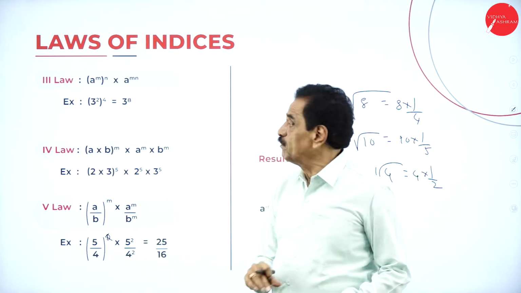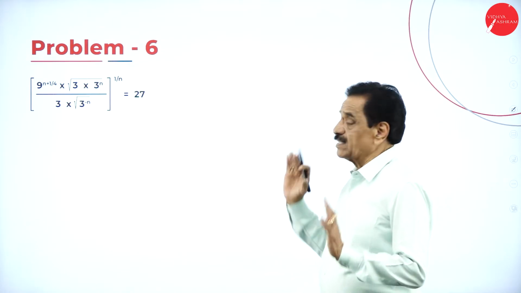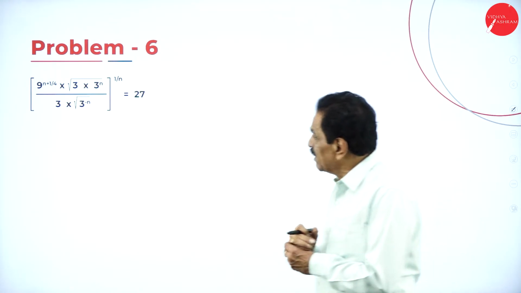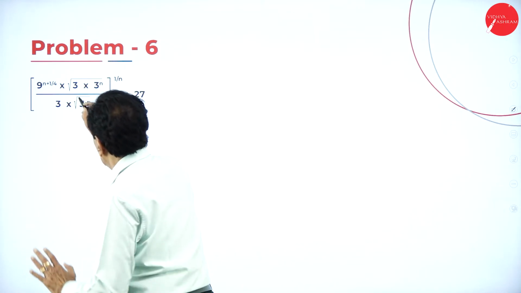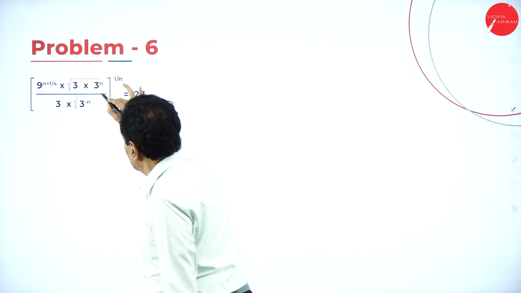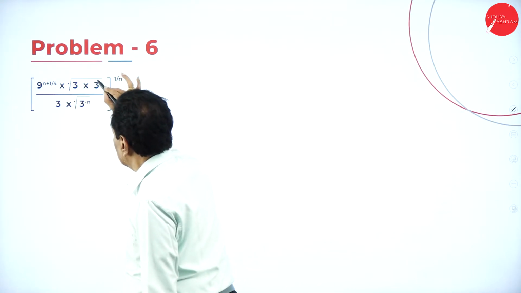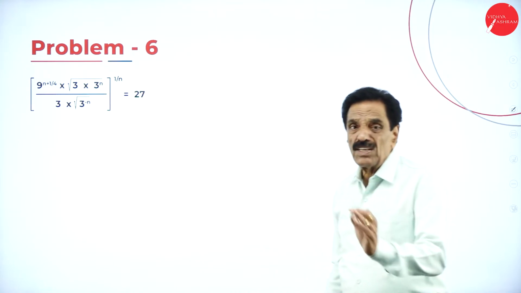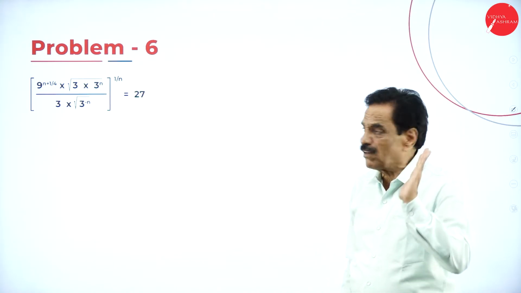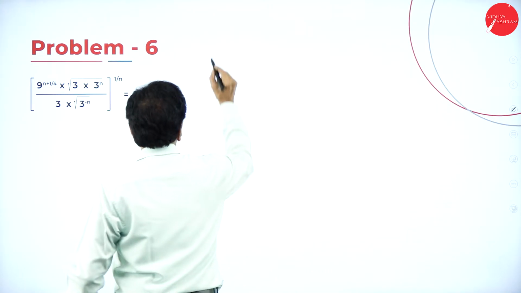So we'll go to the problem now. This is the 6th problem. You are going to see that very carefully. We have got 3 here, 3 here, 3 here, 3 here. So convert all the numbers in the form of 3. We can write this.